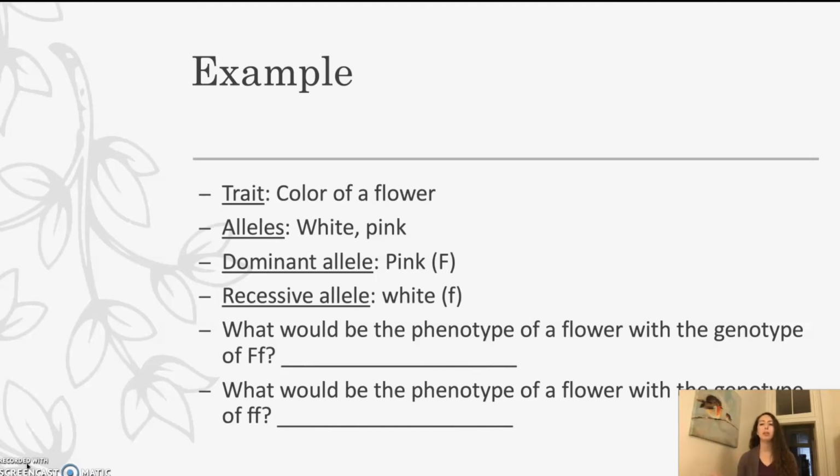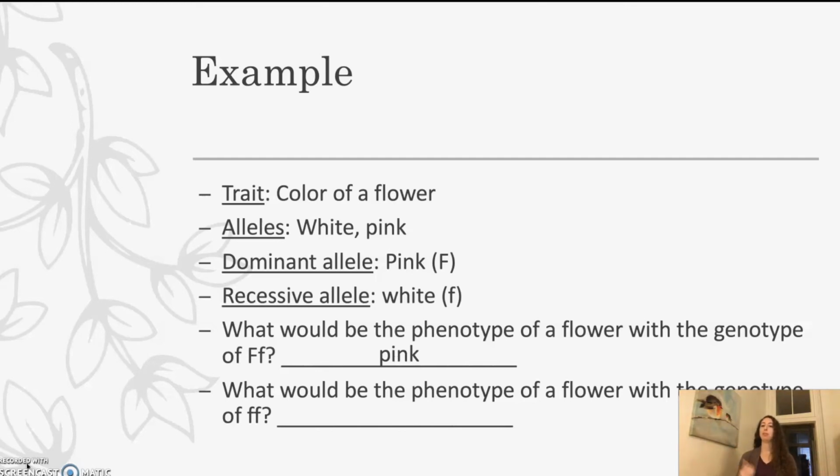So now, let's take a look. What would the phenotype be of a flower with the genotype of capital F, lowercase f? So think about that for a second. See what you would think. Now, if you're thinking, okay, I see one dominant version of that allele, and that's all it takes. Dominant wins every single time. You're absolutely right. If we have a single dominant allele, that's the one we're going to see. So the dominant allele, pink, is the one that's going to win. The flower's going to be pink.